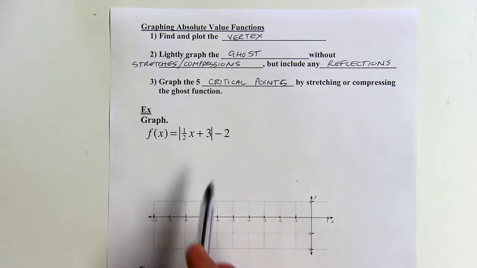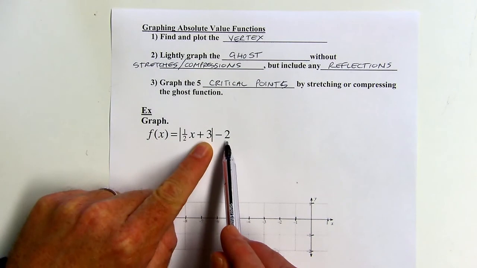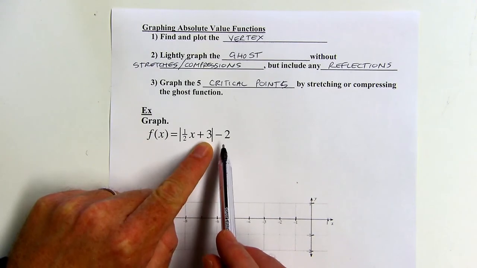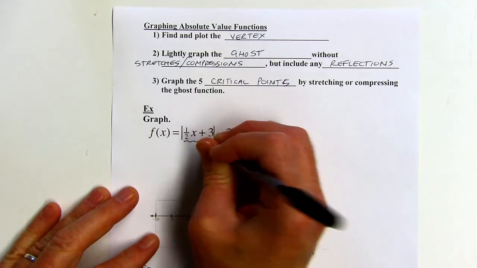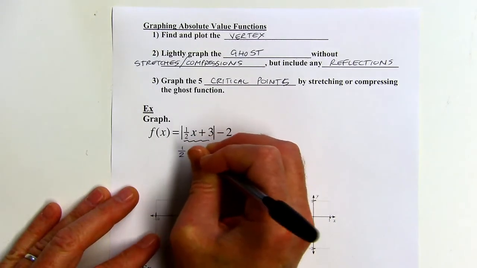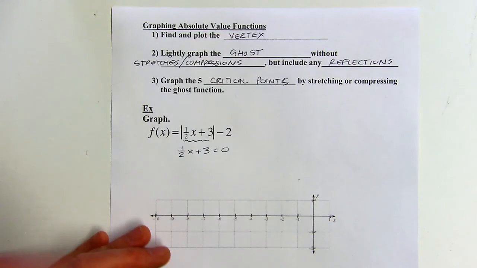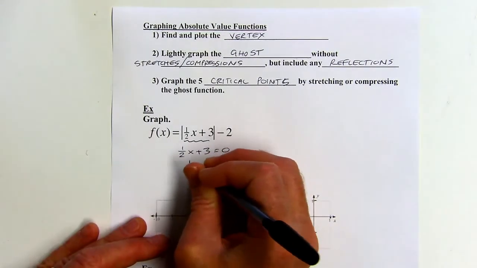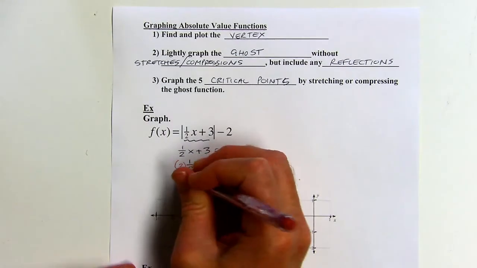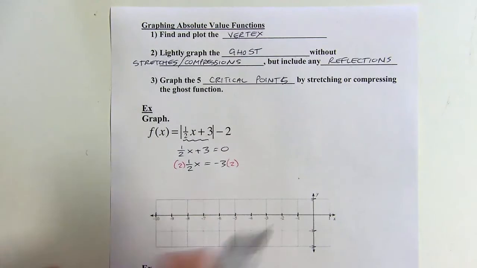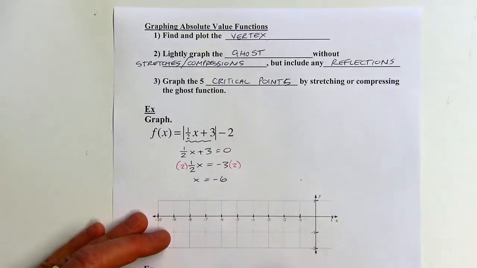So first thing I'm going to do here is look for the vertex. Some people are going to look at this and say, oh, the vertex is -3, -2, but that's incorrect. That's not the vertex. Because it's not as simple as just changing the sign of this. What you want to do is take the whole contents of the absolute value, set it equal to 0, and then solve for x, and that's going to give you the x coordinate of the vertex. So I'm going to subtract 3 from both sides. Okay, and then to solve for x, I'm going to double both sides, because 2 times 1/2 is 1, so then I just have x equals -6. So my x coordinate is -6, not -3.